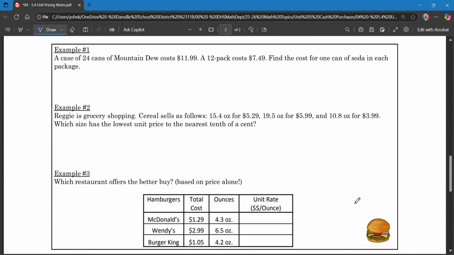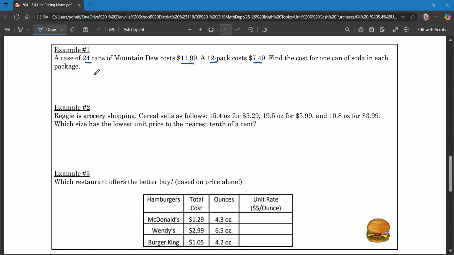All right, so here's example number 1. A case of 24 cans of Mountain Dew costs $11.99. A 12-pack costs $7.49. Find the cost for 1 can of soda in each package. So this is something that I do all the time when I go to the grocery store. You think, oh, should I buy the bigger box because it's $11.99, but $7.49 is so much cheaper. So what you should do is you should compare.